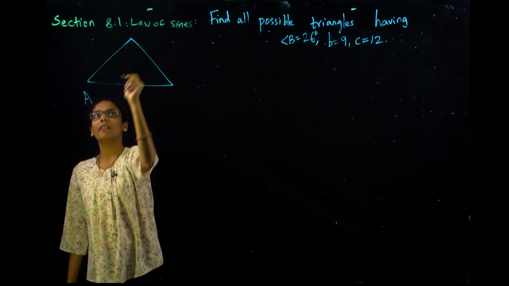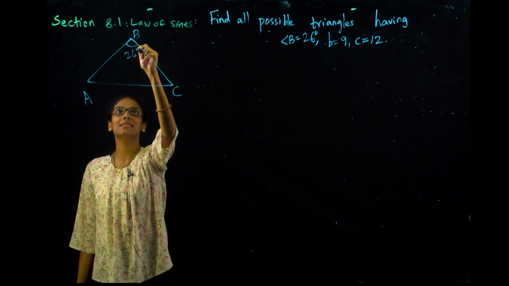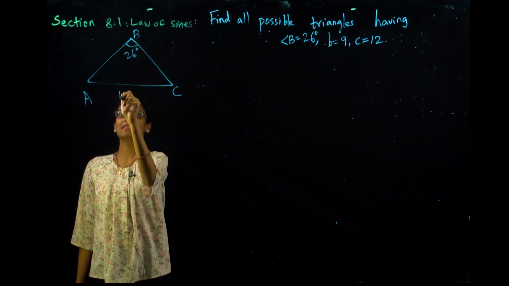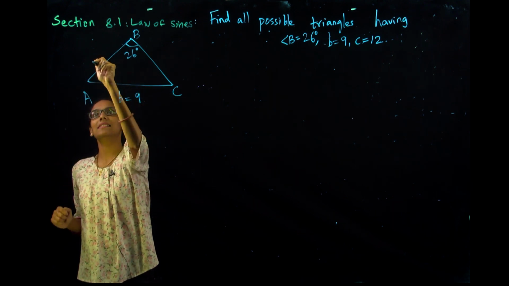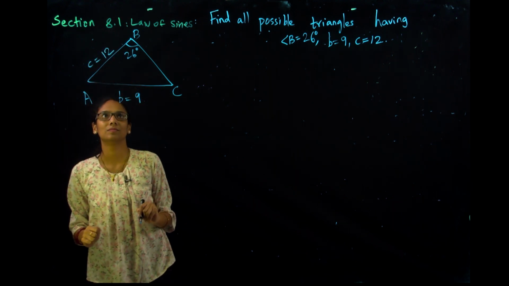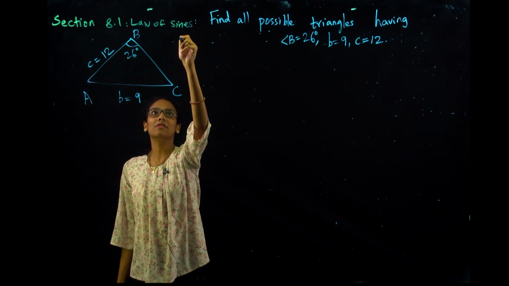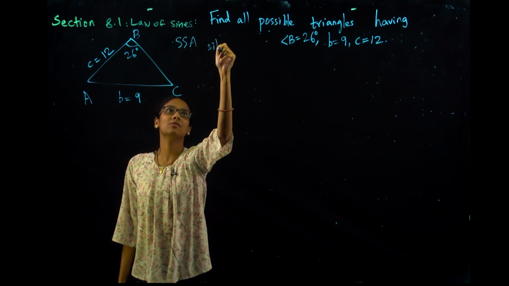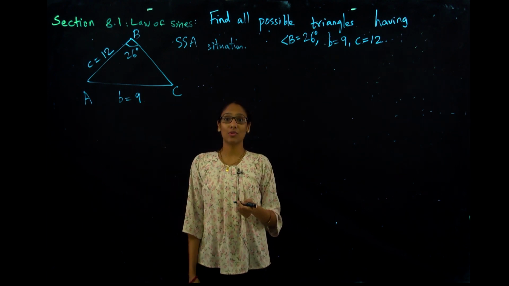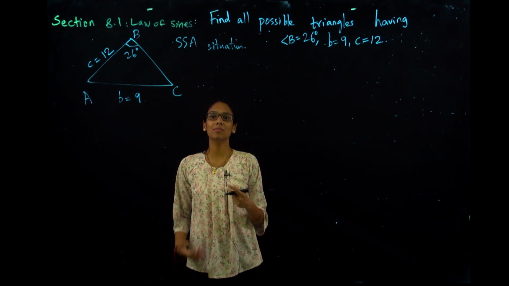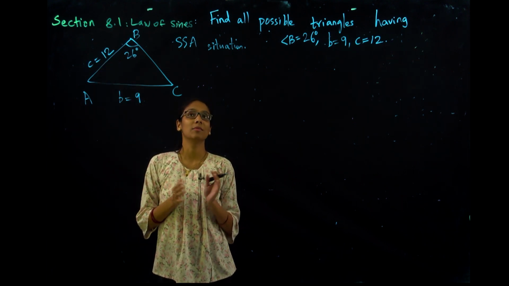So triangle ABC, angle B 26 degrees. Side opposite to that is little b, which is 9. And side opposite to angle C is little c, which is 12. Now here we are given side-side-angle. So we are in an SSA situation. And if you recall, SSA is not a congruence rule for triangles, which means you can have multiple triangles having these measurements. So let's try to find all those possible triangles.